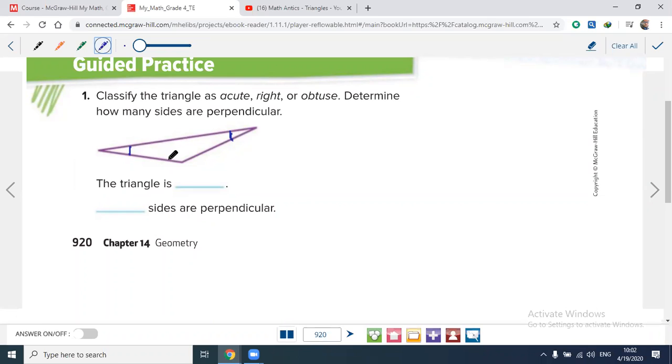What about the third angle? It's a wide angle, greater than 90, so it will be obtuse. So this one is an obtuse angle. The triangle is an obtuse triangle, and there are no sides that are perpendicular. So zero sides are perpendicular, as you see. Here, the triangle is obtuse and zero sides are perpendicular. Perpendicular sides exist only in a right triangle. Anyone has a question about this practice? Is there any question now?